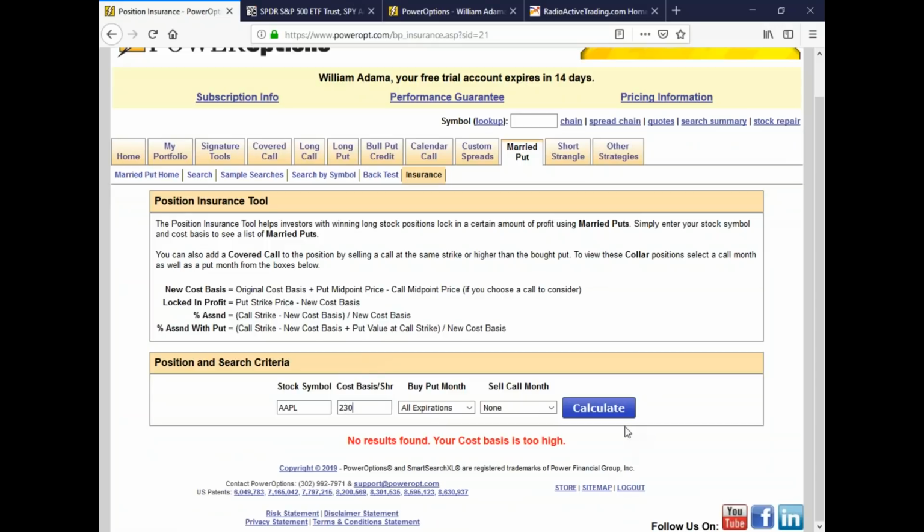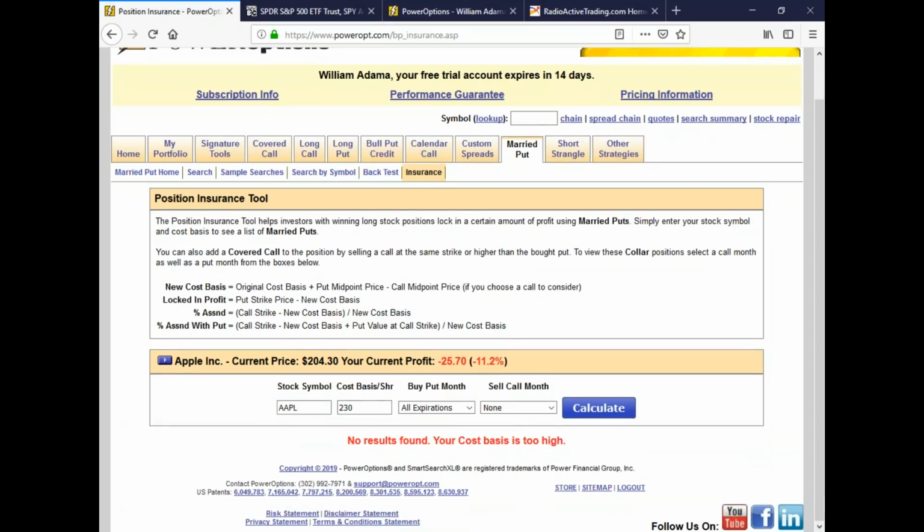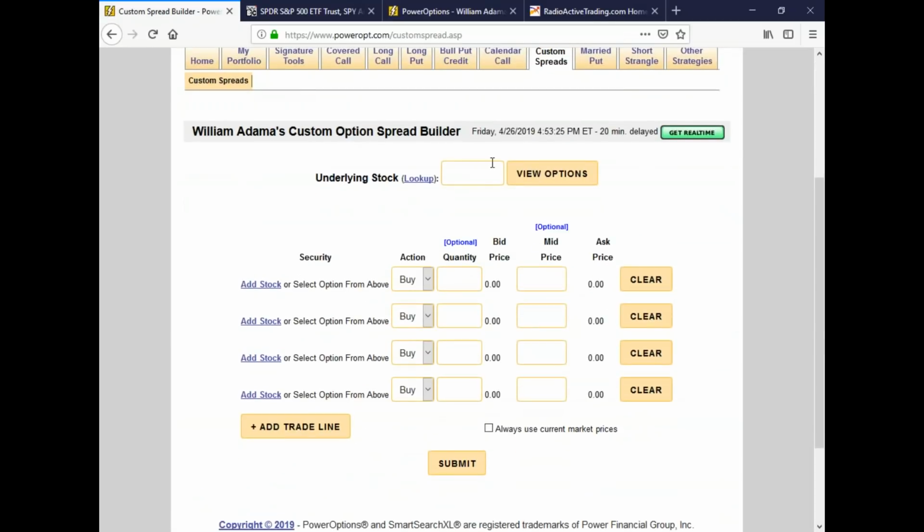All right, what the insurance tool does is it's going to show you what puts are available. Okay, so you're already down. I'm sorry, I thought, wow, I've read that wrong. I was reading 130. You put in 230. Okay, so you're at 230. You're down already, so cost basis is too high. Well, you want to protect it, so you may just want to buy a cheap put.